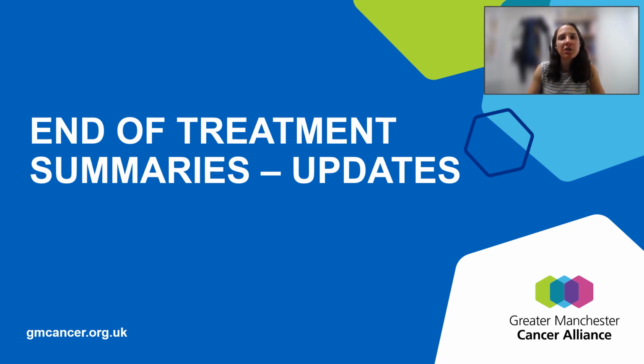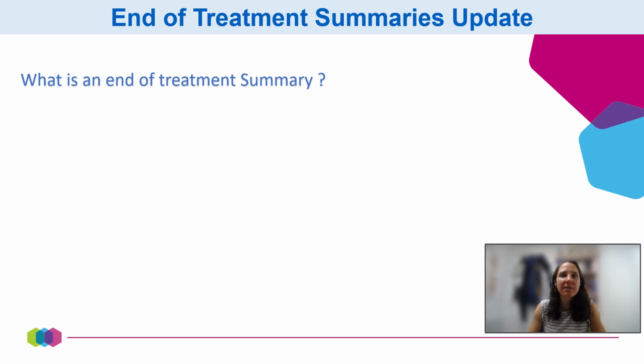I'm just going to introduce some of the new changes to the cancer end of treatment summaries across Manchester that you should start to see in the primary care setting in the coming few months. First of all, what is an end of treatment summary? An end of treatment summary is essentially a summary of all the care that a patient has had in the secondary care setting that's related to their cancer diagnosis.